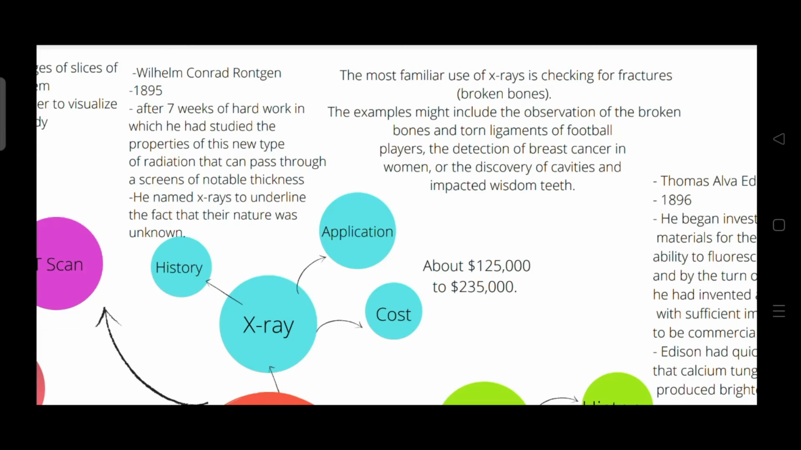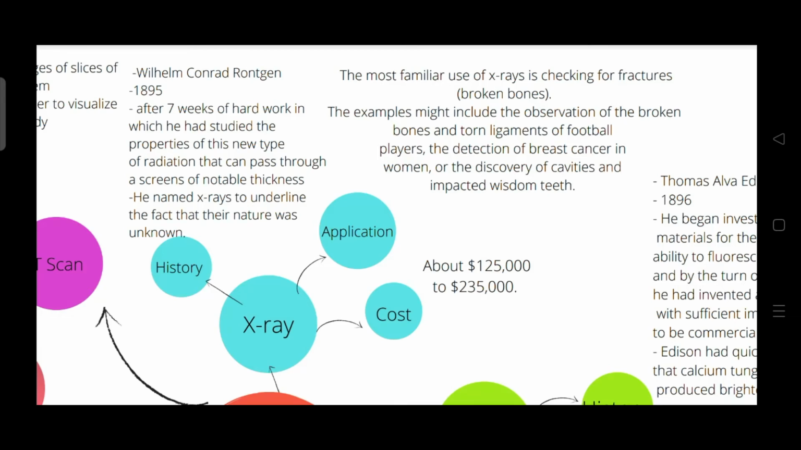The next modality that I will present in medical imaging is the X-ray machine. The X-ray machine was invented by Wilhelm Conrad Röntgen in 1895 after 7 weeks of hard work in which he studied the properties of this new type of radiation that can pass through screens of notable thickness. And he named them X-rays to underline the fact that their nature was unknown.